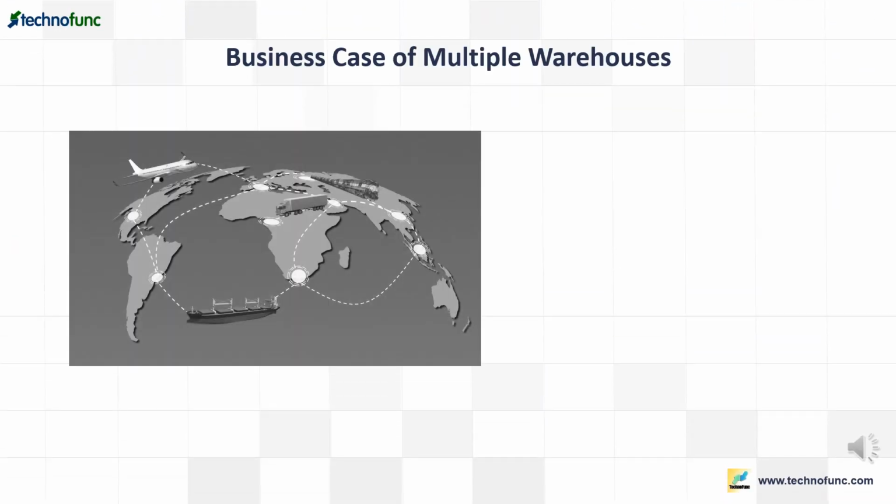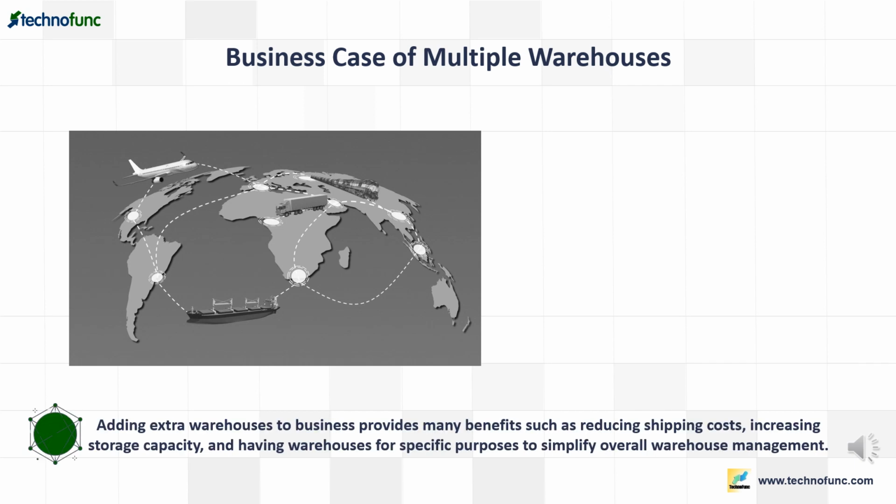Business case of multiple warehouses. Adding extra warehouses to business provides many benefits. You may benefit from reducing shipping costs and increasing storage capacity. You can also choose to have warehouses for specific purposes to simplify overall warehouse management. Multiple warehouses allow you to organize your inventory in a way that helps your business be more effective. You can provide specific products to certain customers in an area by placing a warehouse in that location, or spread out your inventory across multiple channels to provide the same products to a larger region.